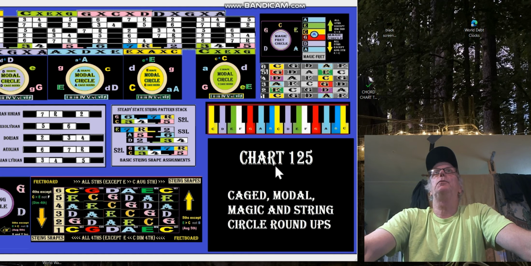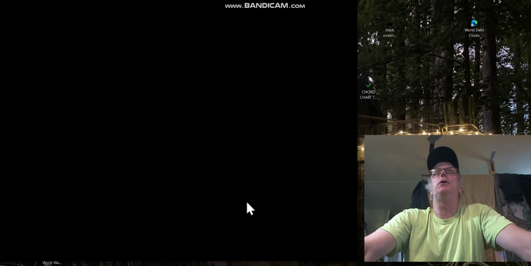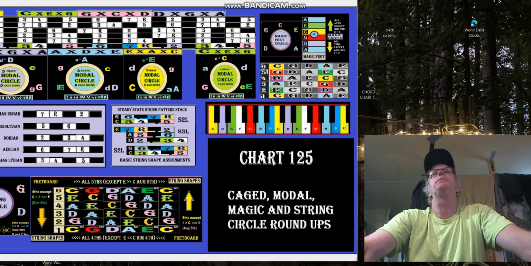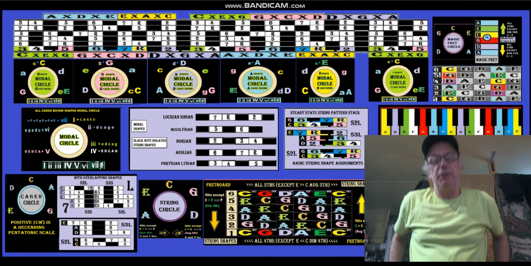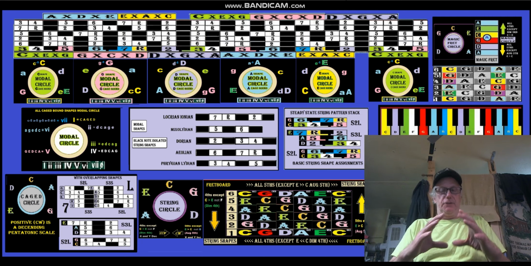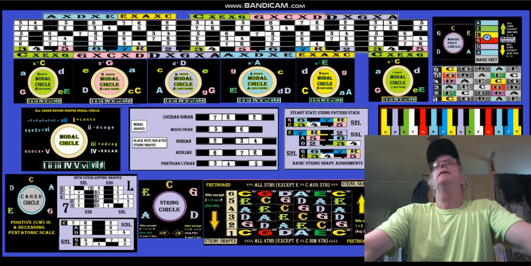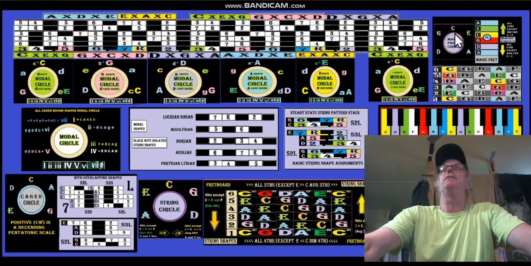And chart number 125 here is Caged Modal Magic and String Circle Roundups. What I mean by a roundup is really putting it all together, getting the directions of those circles straight. You'll notice that the magic fret circle, which I've renamed, and the string circle over here are the same thing in two different directions. It's important because we want to go forward, we want to go clockwise.